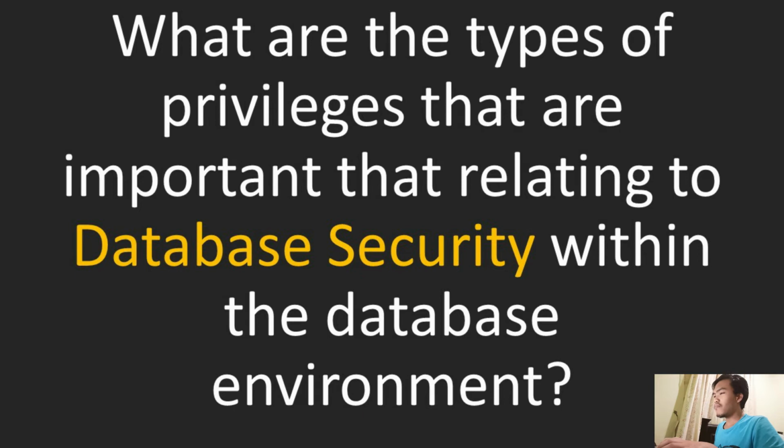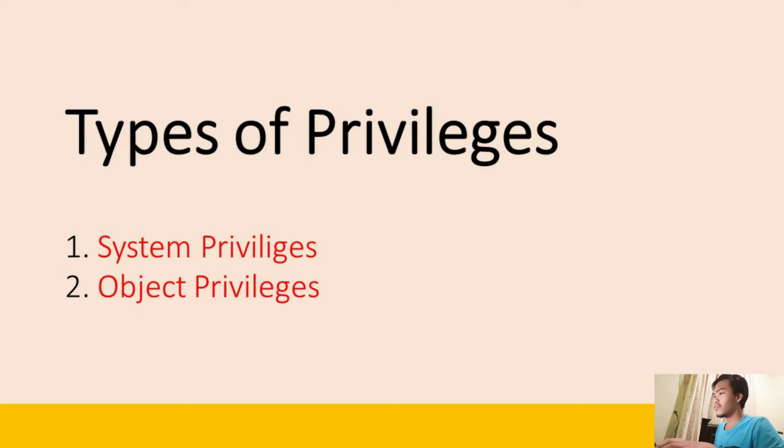What are the types of privilege that are important relating to database security within the database environment? Two types of privilege are important: system privilege and object privilege. System privilege allows a user to perform administrative actions in a database. Object privilege allows for the use of certain operations on database objects as authorized by another user. Examples include usage, select, insert, update, and references.